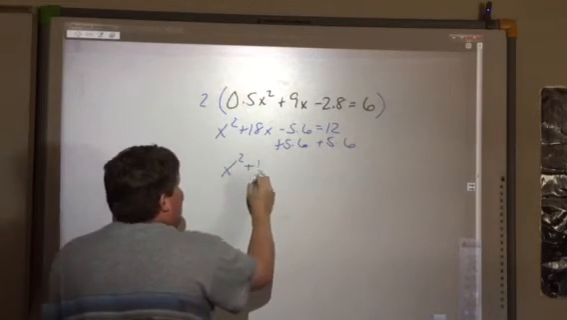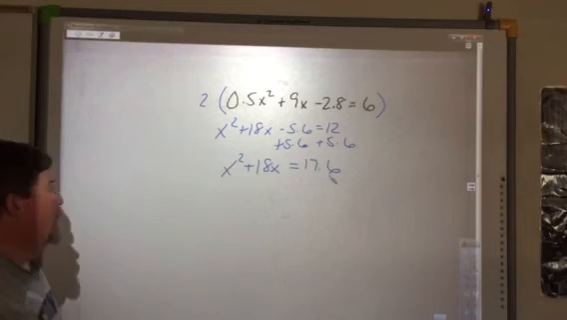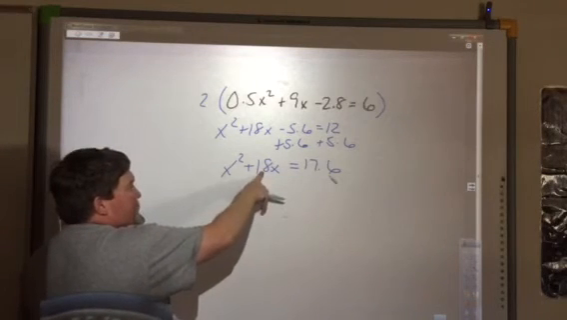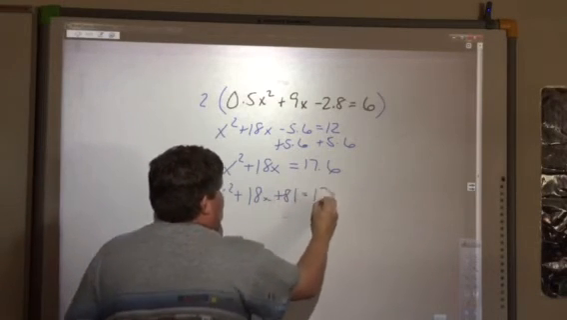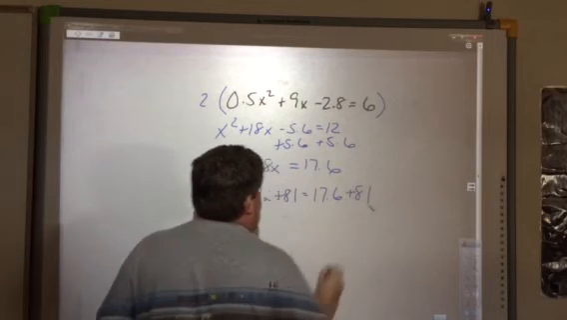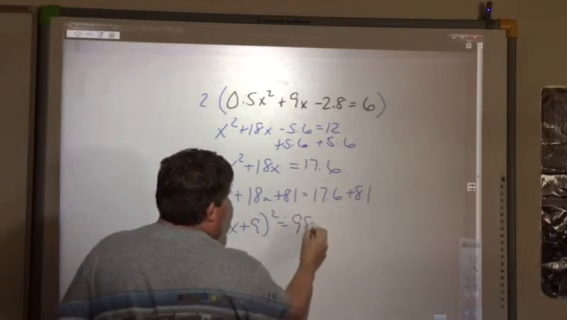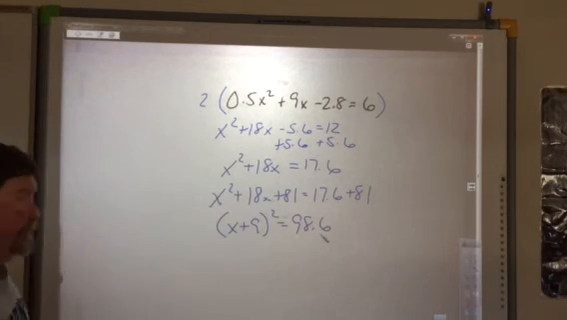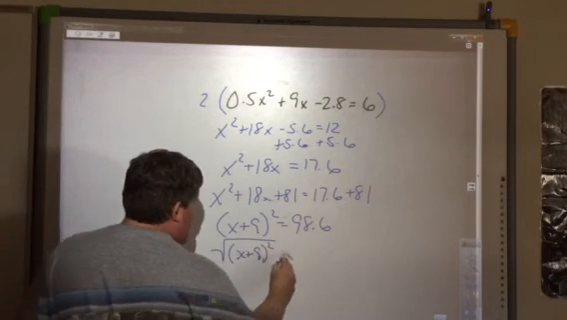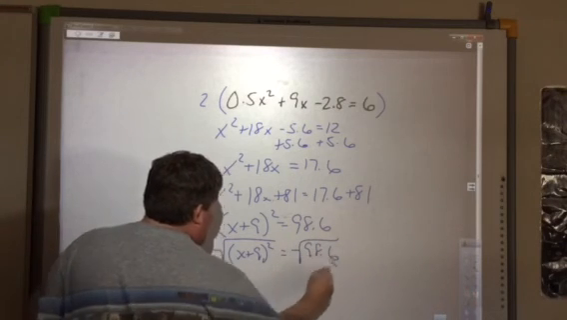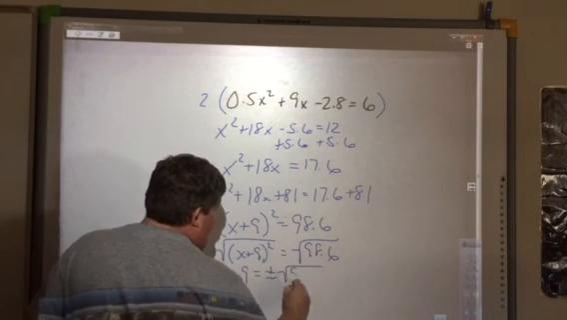So x squared plus 18x equals 17.6. We're going to cut this number in half, which is 9, and square it. So we're going to add 81 to both sides. So this factors into x plus 9 squared equals 98.6. We take the square root of both sides. So we get x plus 9 equals plus or minus square root of 98.6.